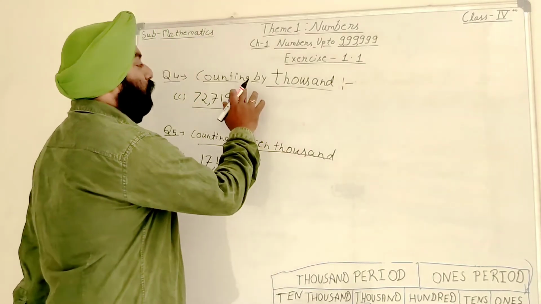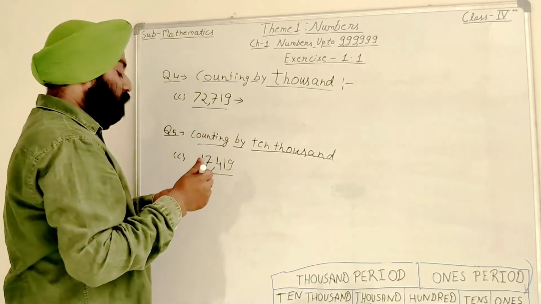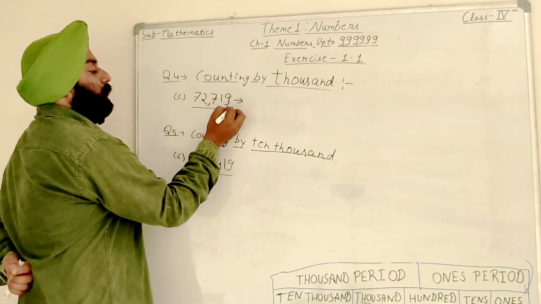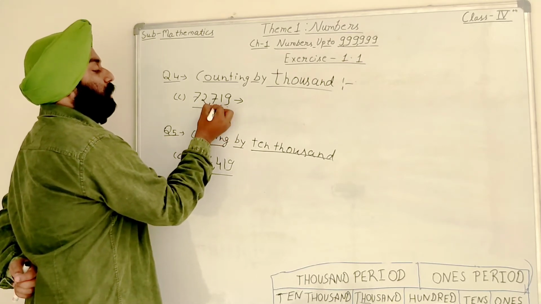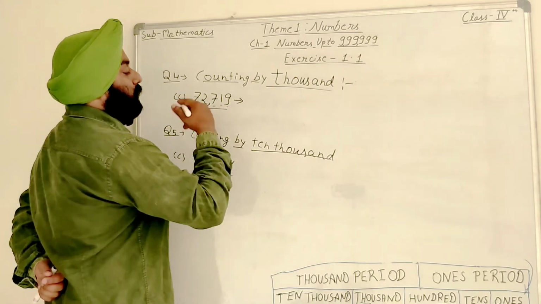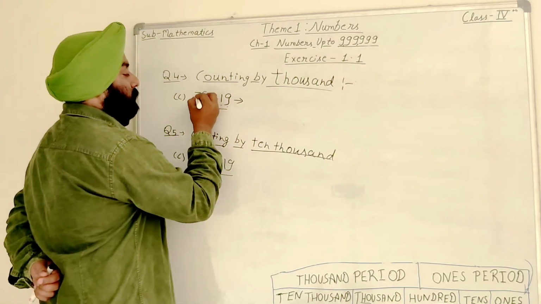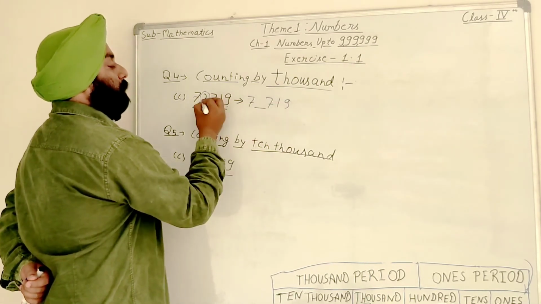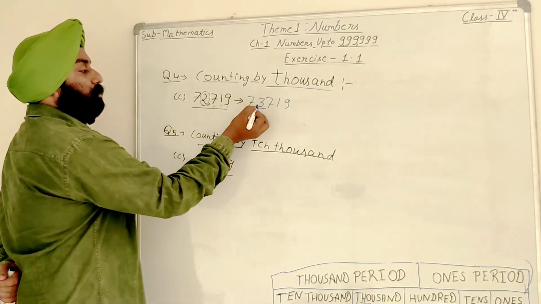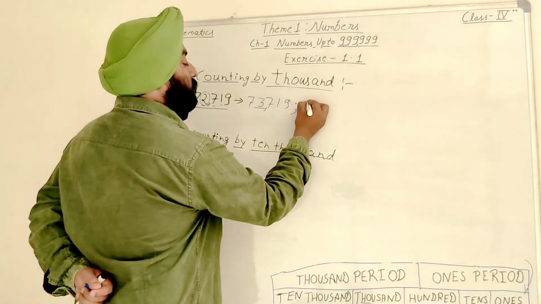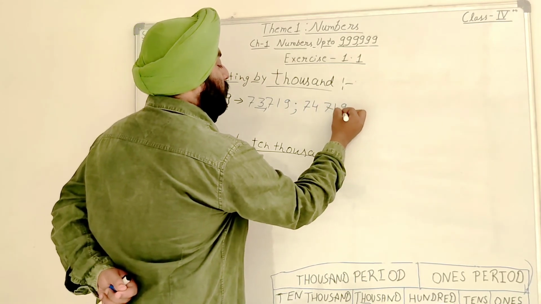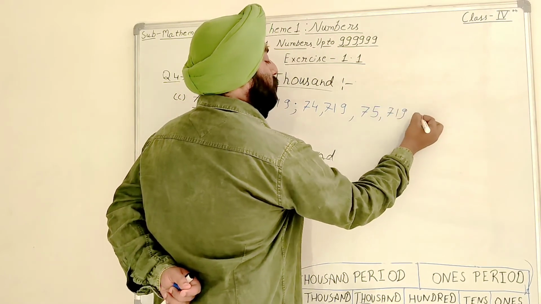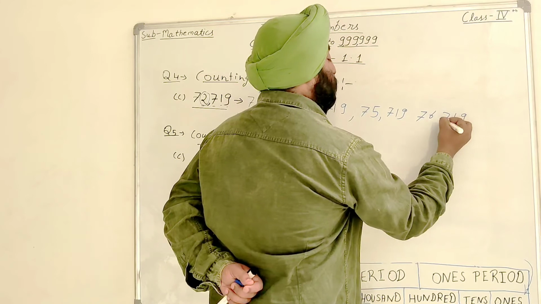So our next question is counting by 1000. So what we have to do? Counting by 1000: 72,790. Ones place, tens, hundred, and that is the thousand. We have to add 1 more in that place. 73,790, 2 plus 1 is equal to 3. Next is 74,790, 75,790, and 76,790.